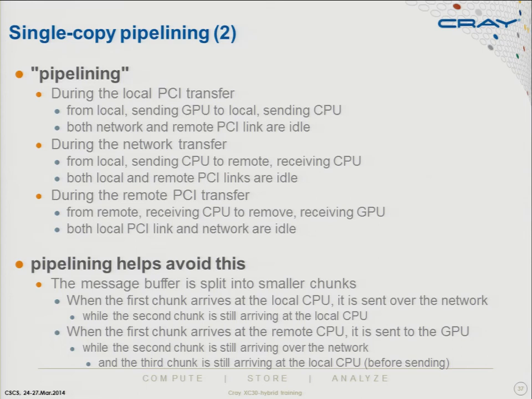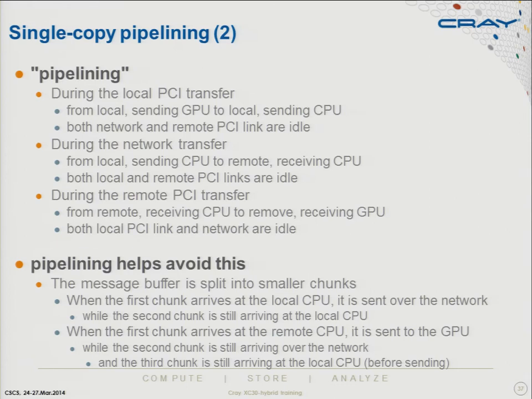So I've got three stages to the process, potentially. The data is coming from the local GPU to the local CPU. Whilst that's happening, the PCI link here is busy, sending data across to the CPU. The network's doing nothing, and on the receive side, the PCI link over there is doing nothing because no data's been sent yet. Eventually, all the data arrives. Then I do the network transfer, and whilst the data is going across the network, the PCI links at both ends are empty. And then when the data finally arrives, it's sent up to the remote GPU, the network is idle, and the send side PCI bus is idle.